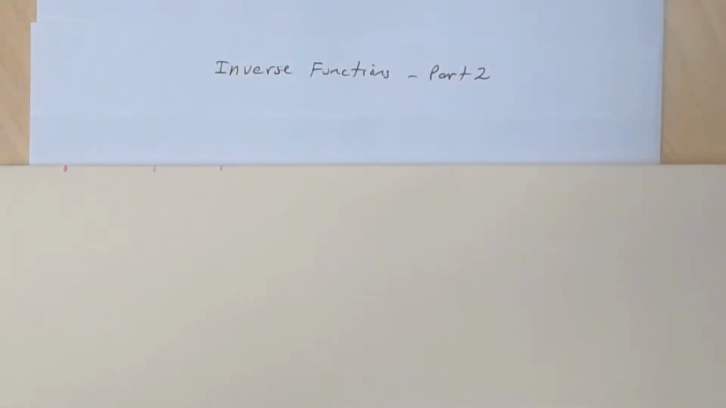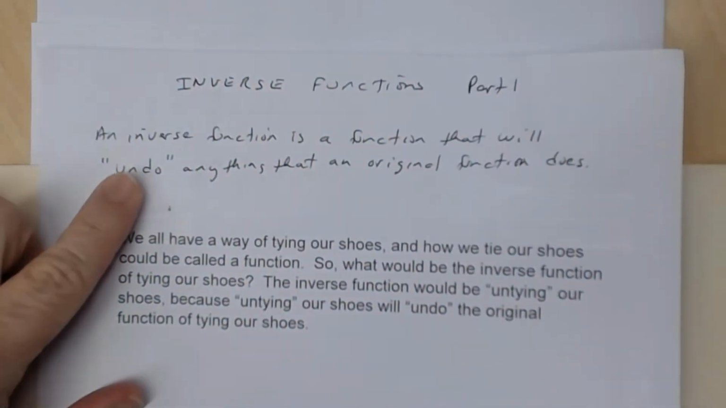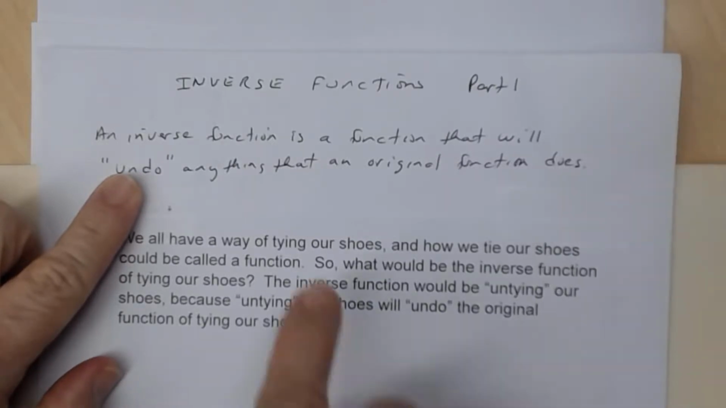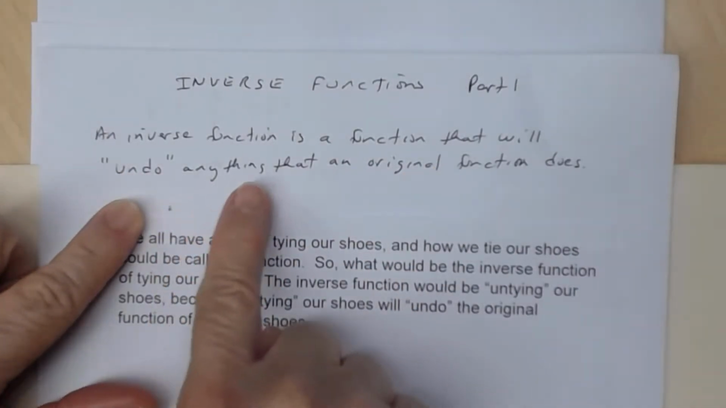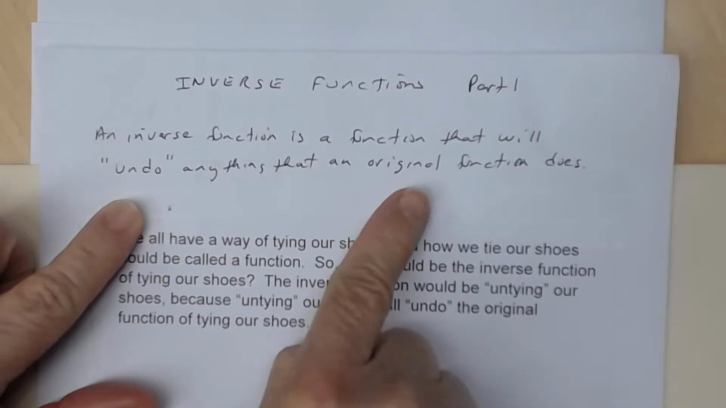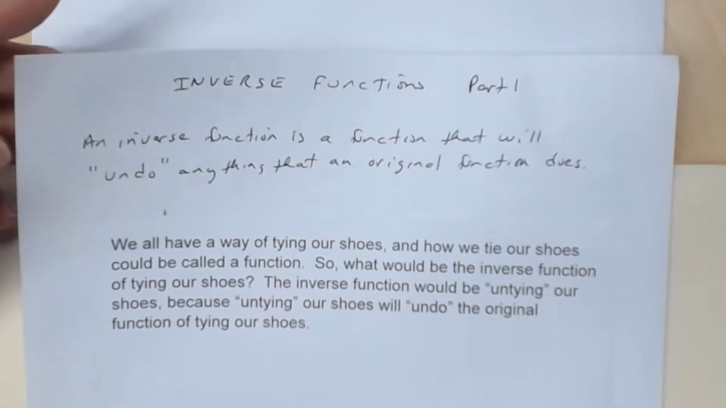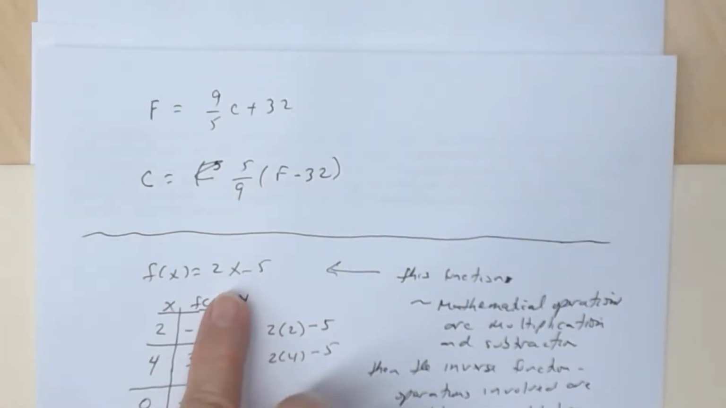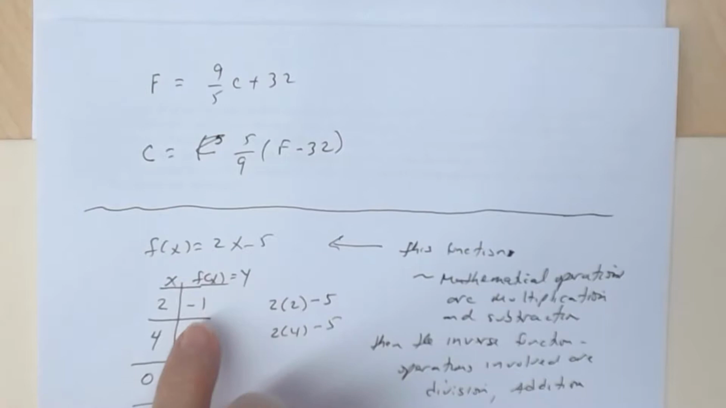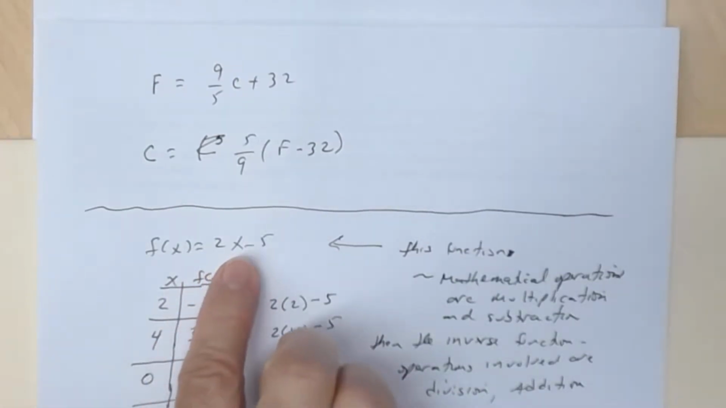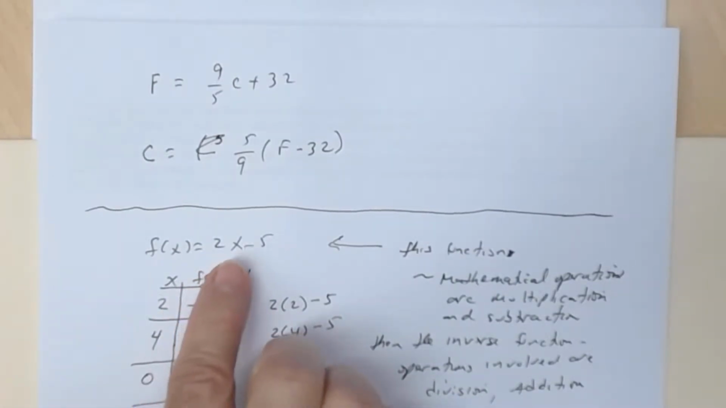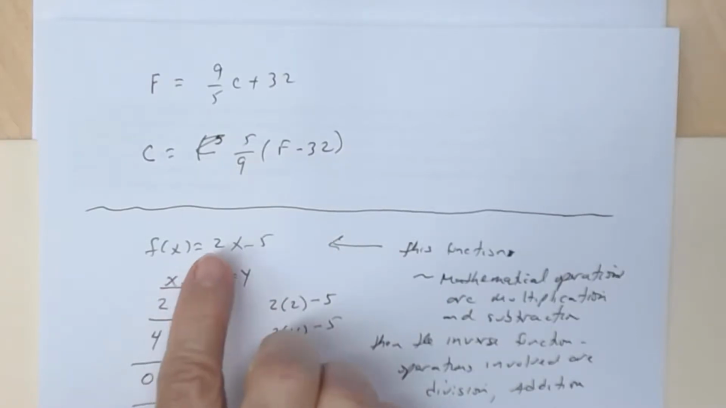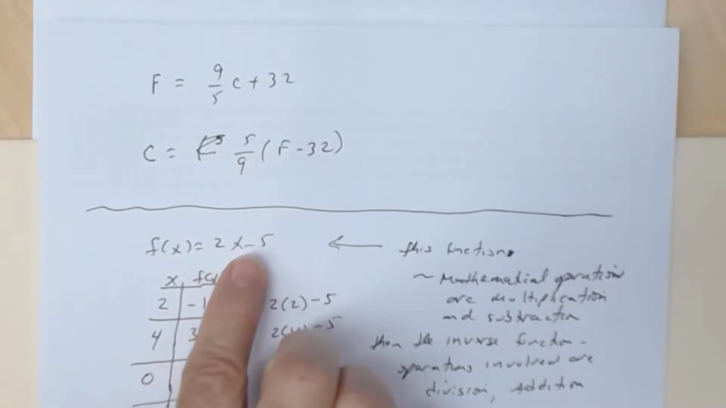Okay, so this is the second part of inverse functions, a lesson dealing with inverse functions. Remember from part one that an inverse function is a function that will undo anything that an original function does. One of our examples in part one was this linear function, 2x minus 5. We saw that for any value of x that we substitute into the function, this function multiplies it by 2 and then subtracts 5.